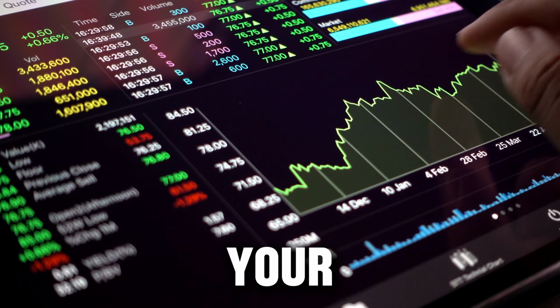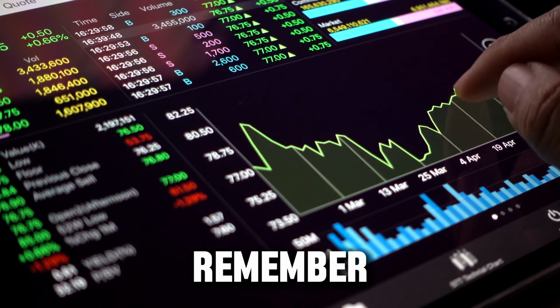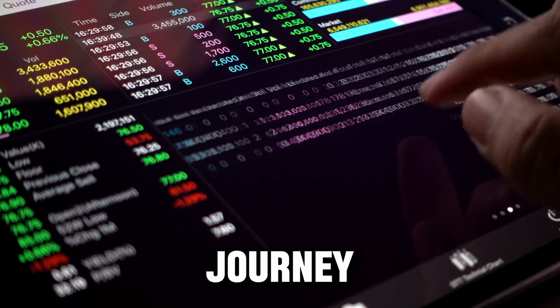And there you have it, your crash course on investing. Remember, building wealth through investments is a journey, not a sprint.